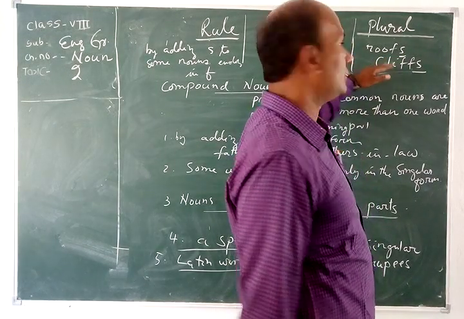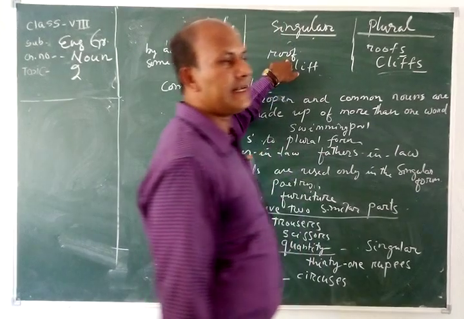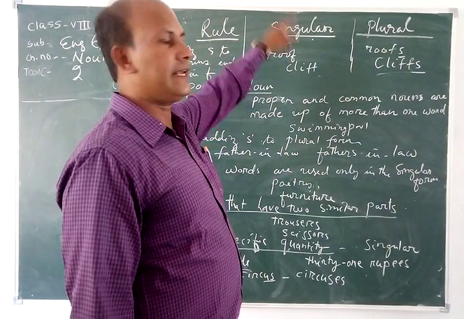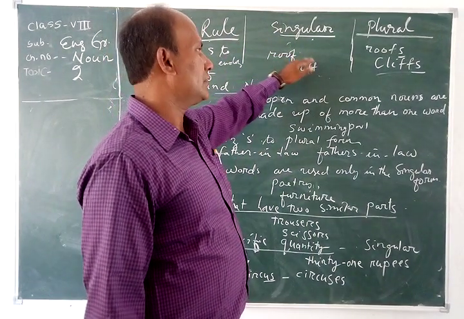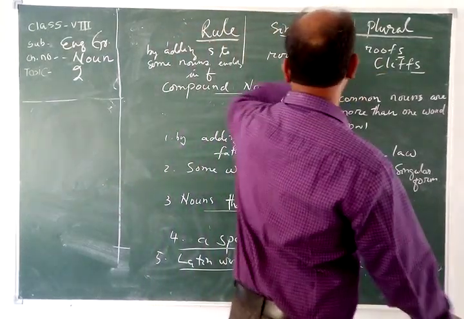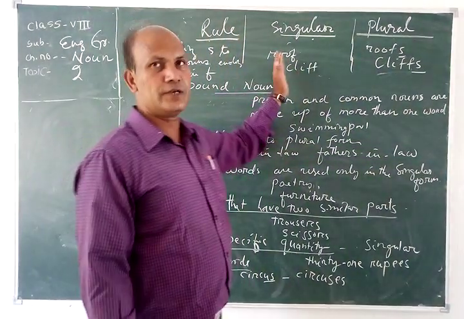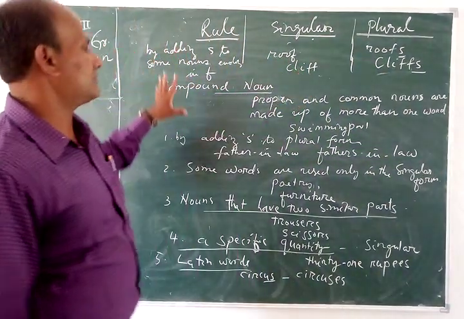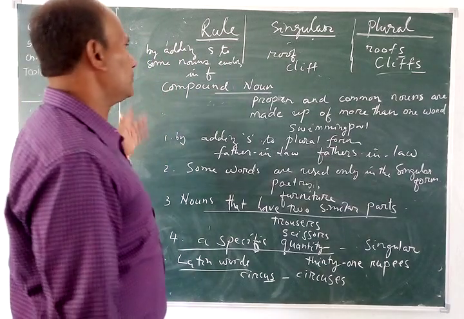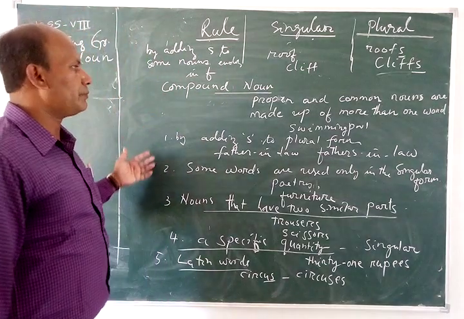C-L-I-F-V-S, that is wrong. In English, just like knife, K-N-I-F-E, the plural is knives, K-N-I-V-E-S. Roof, roofs, roofs. There are differences between knife and roof, okay? You should know the rules and practice more about this singular and plural.